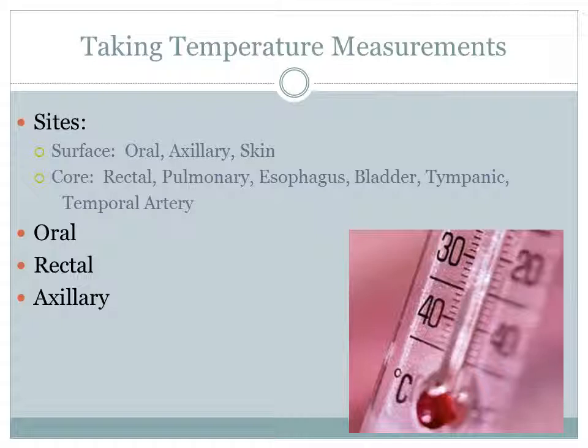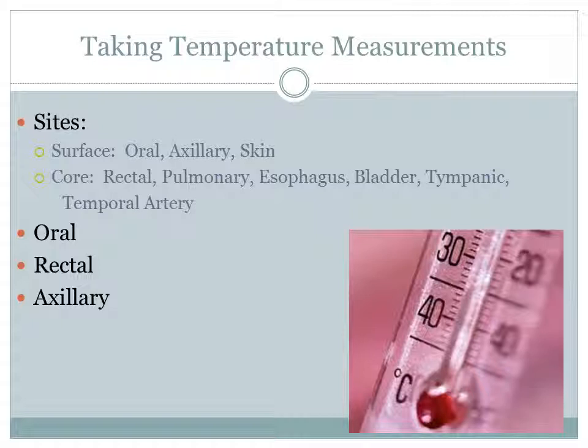Rectal temperatures, which are taken very rarely: you lubricate the probe, insert it 1 to 1.5 inches toward the umbilicus, and cleanse the anus and the probe following temperature readings. It is the most accurate temperature reading, and if you're comparing it to oral temperatures, it will usually read 0.9 degrees Fahrenheit higher than an oral temperature.